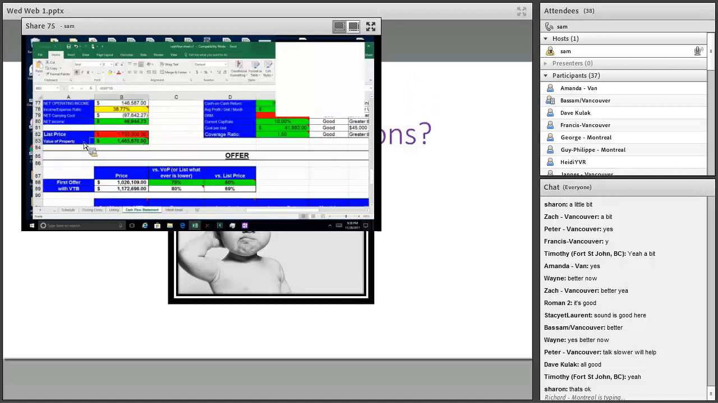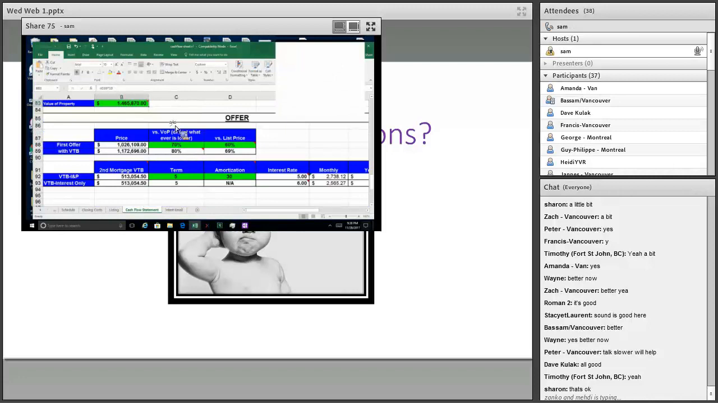So you can see here it gives you the list price versus value of the property. You know, it's saying that it's 1.7. We're looking at 1.465. If we come down here, and this is the offer section, right? When we're looking at offers, first offer, we're saying 1.1026,000.